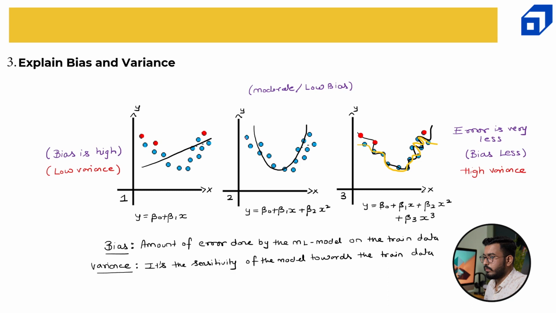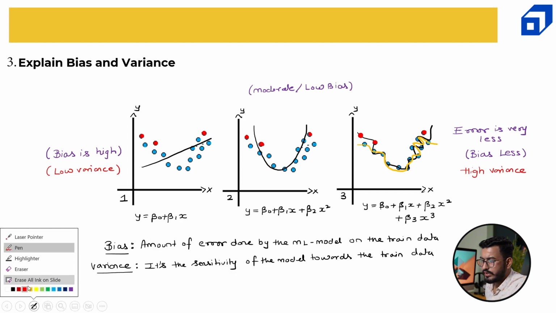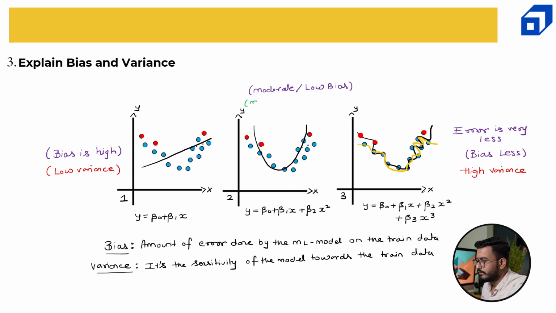If I talk about the middle one, again the same case. If I delete this one and this one, my model will see neither a very high impact nor a negligible impact. It will be a moderate impact, somewhere in between. That is known as moderate variance or low variance, and that is the model which we always look for.